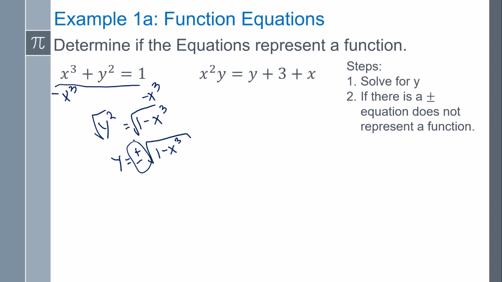If your equation has a plus or minus in it, it's not a function. The reason being is if I plug in a value for x, let's just say 0, it's going to yield me a positive and negative version of that for a y. Well, if I picked 0 and I have a positive and a negative version of it, it's automatically going to fail the vertical line test. So the process is we solve for y, and then we want to see, is there a plus or minus, because that will determine if it's going to be a function or not.